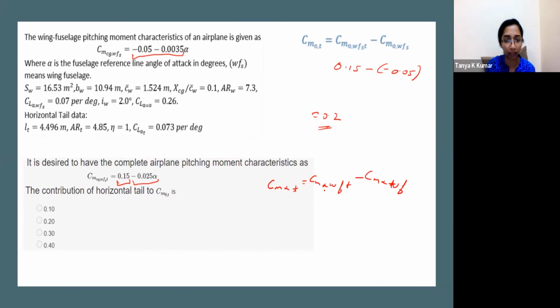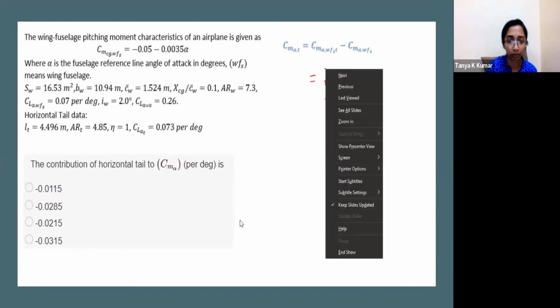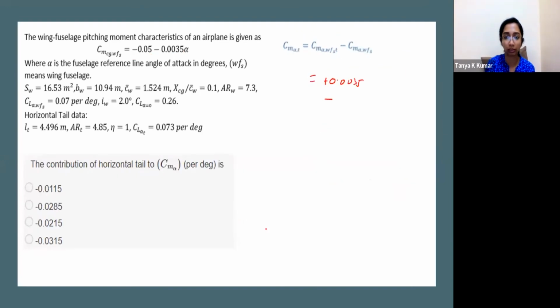Okay, you've given the final answer. Okay, okay. So that is the next question. Just here would be minus 0.0035 minus wing. Okay, specific. What is the value? Minus 0.25.